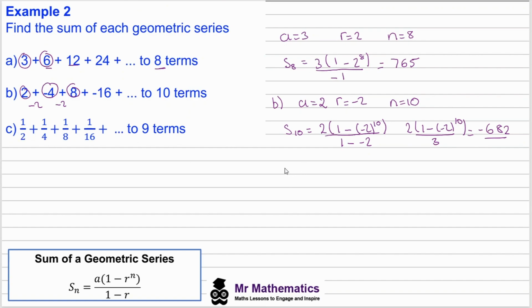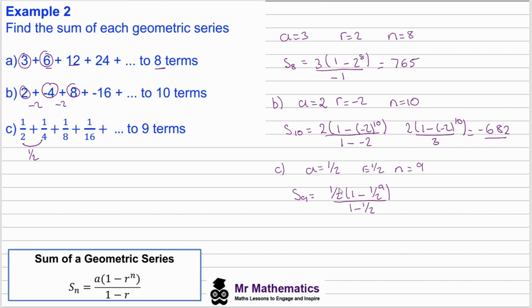So for example C, this time we're being told A is a half. The common ratio would be a quarter divided by a half, which is a half. And the number of terms we're looking at is 9. So the sum of the first 9 terms will be A multiplied by 1 minus r, so 1/2, to the power of 9, all over 1 minus r, so 1 minus a half.